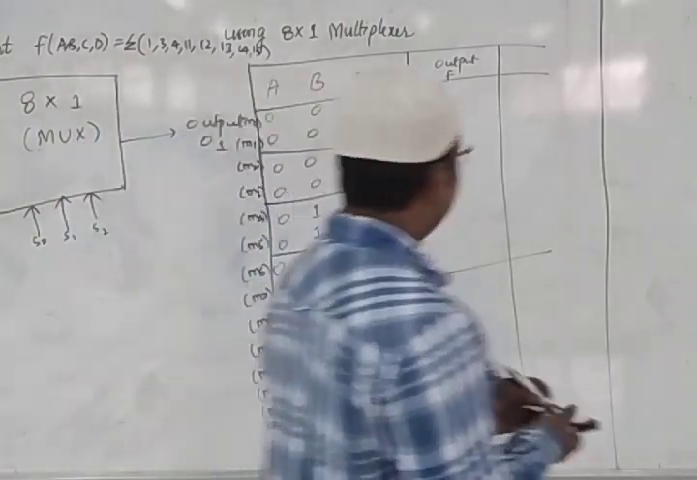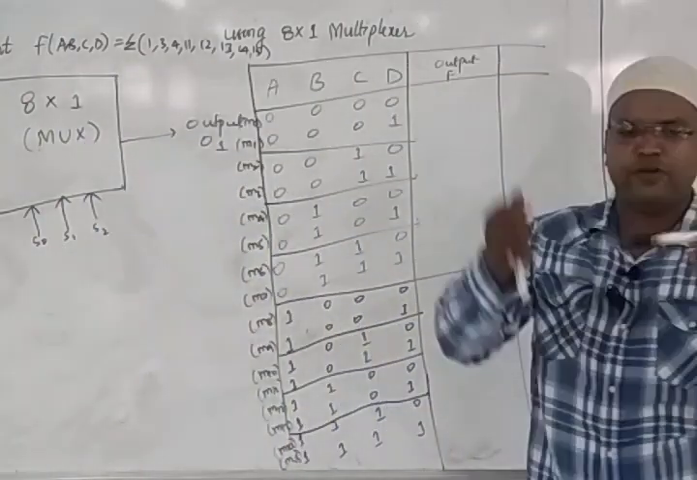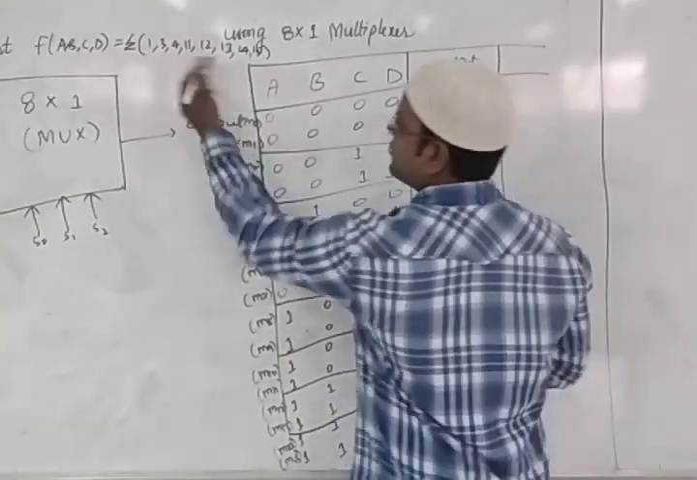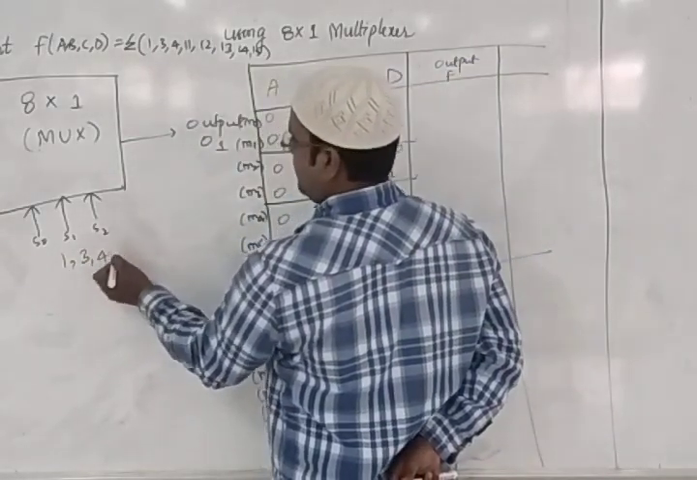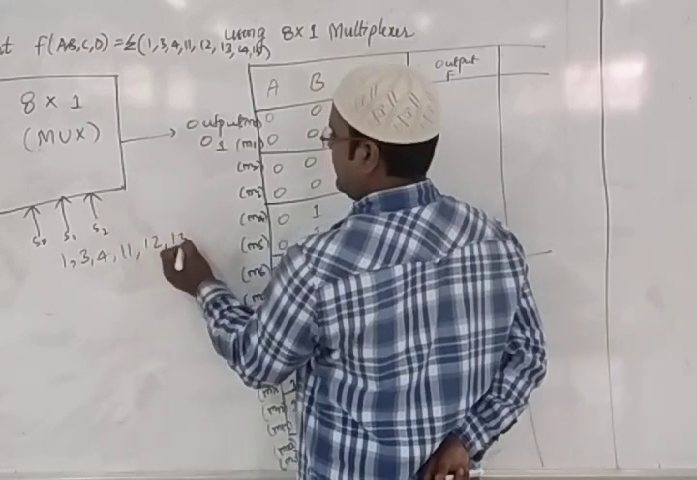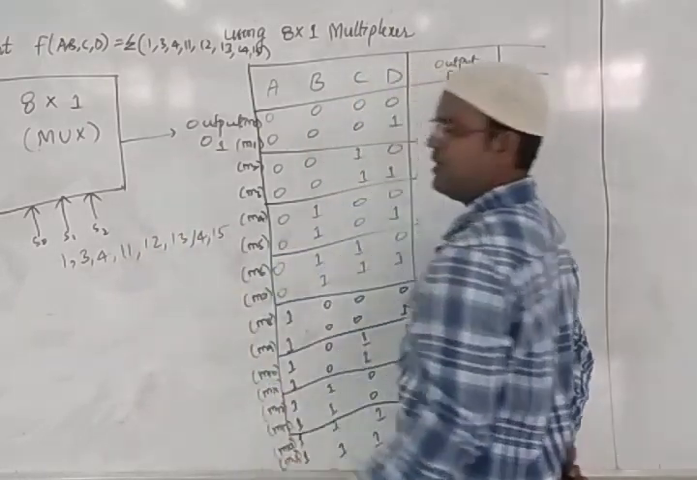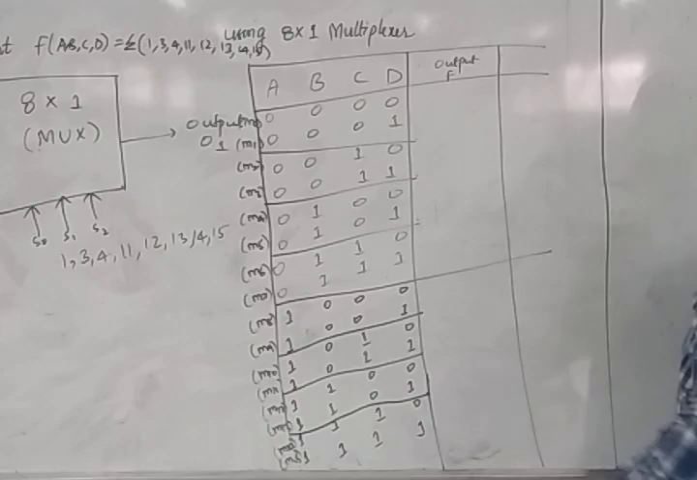They gave 1, 3, 4, 11, 12, 13, 14 and 15. So these values we do have. Might be it is very small, it's not visible, so I'm writing here. So 1, 3, 4, 11, 12, 13, 14 and 15. So these are my input values. So what I'll do, I'll take down those values.